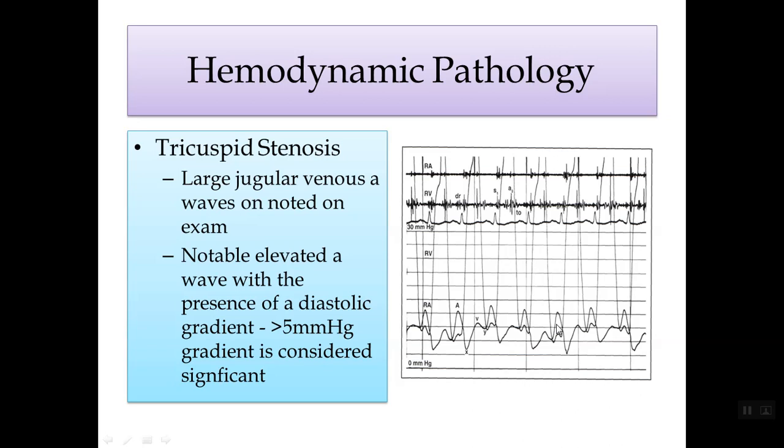مش كده؟ طبعا هتشوفوا ده كمان في الليفت سايد في المايترال ستينوسيس. Yes it is, so yeah، بالظبط. A diastolic gradient of more than 5 millimeters mercury, is this a significant tricuspid stenosis or not? It's significant on the right side. On the left side, it's not significant. Okay. Yes.